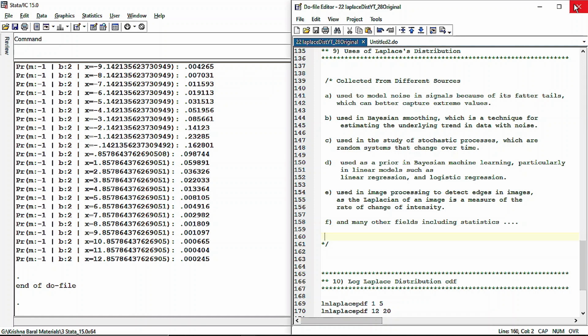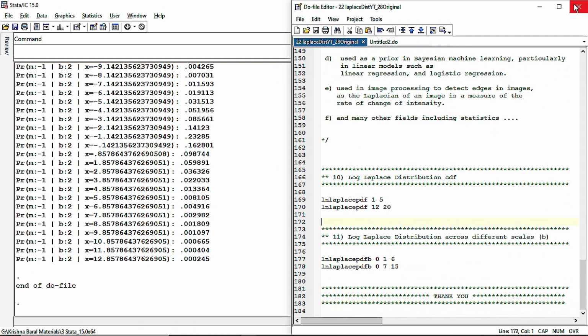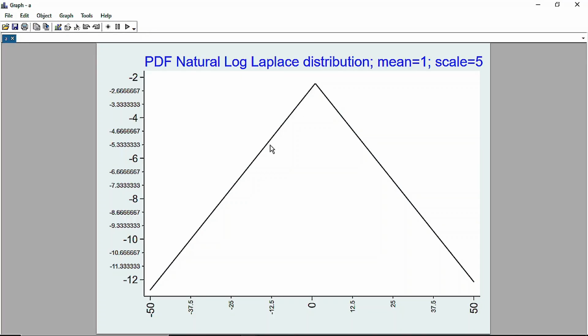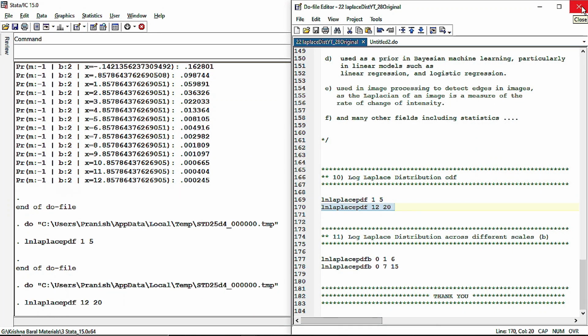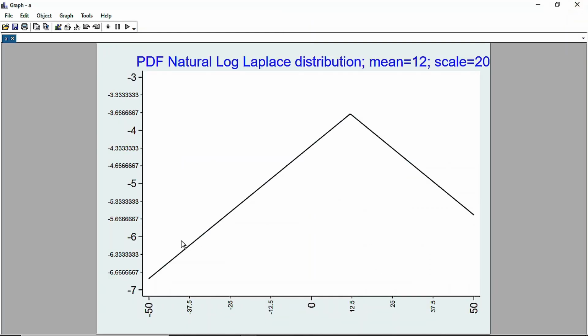And before we wrap up, let us say something about the log Laplace distribution. First of all, we are going to show the PDF of the log Laplace distribution when the mean parameter m is 1 and the scale parameter is 5. This is the PDF of the log Laplace distribution when the mean or location parameter is 1 and the scale parameter is 5. And let us see another example. Now we are changing the mean parameter to be 12 and the scale parameter to be 20, and this is the nature of the PDF.